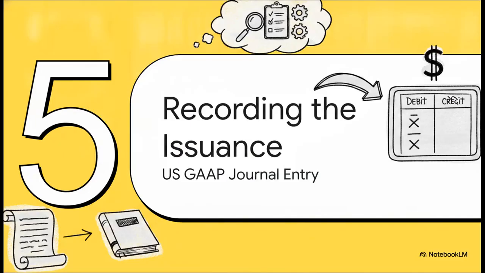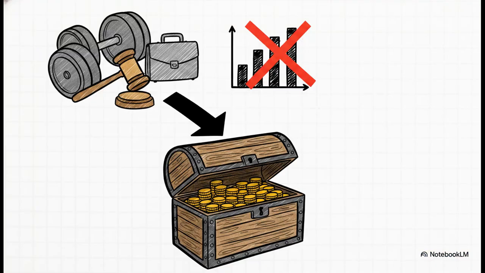Okay, final stretch. Section 5, recording the issuance. Let's boil all this down to a journal entry. Before we write the actual entry, we have to deal with the costs. We're talking those heavy underwriting discounts we mentioned earlier, plus legal fees, registration fees, the whole shebang. Here's a massive rookie mistake: expensing these on the income statement. Do not do that. Unlike debt issuance, the golden rule here is that these costs are a direct reduction of your additional paid-in capital, or APIC.